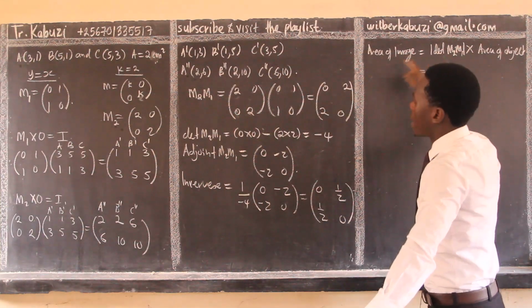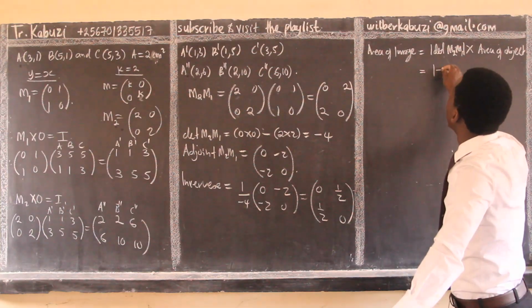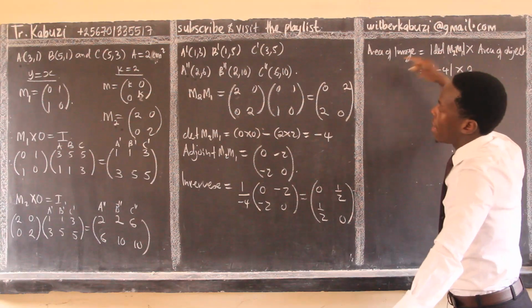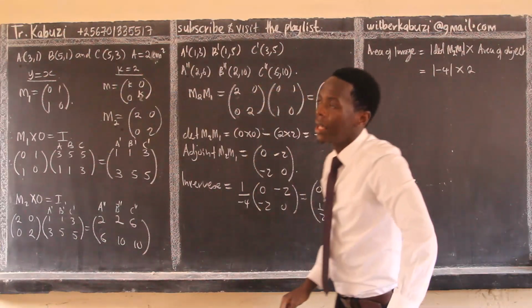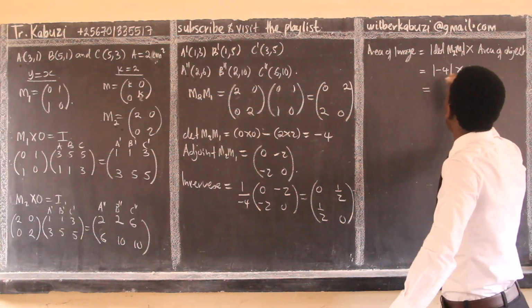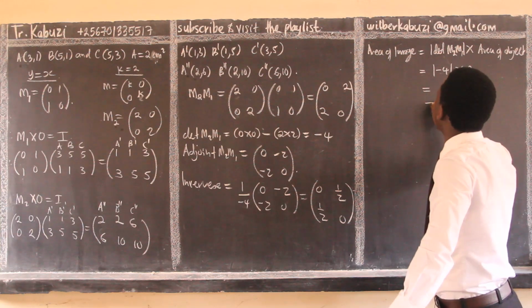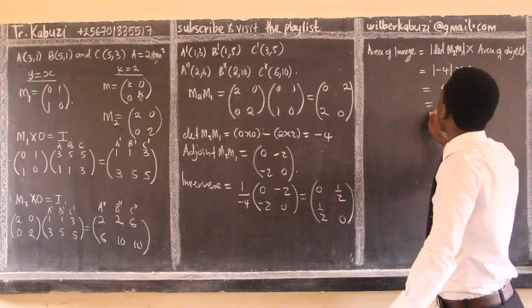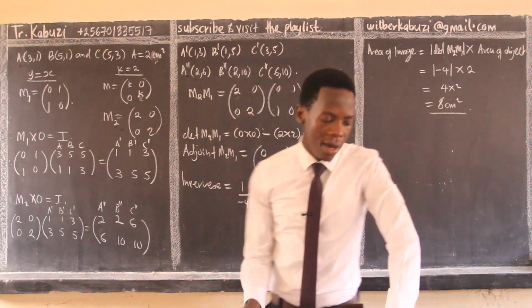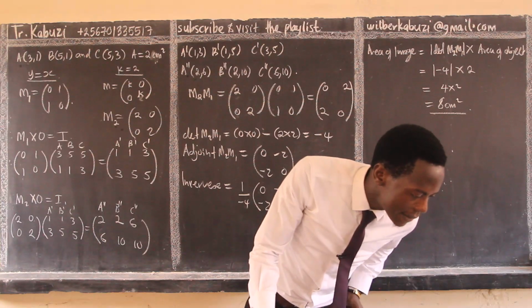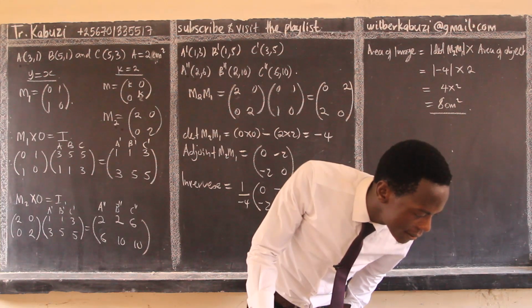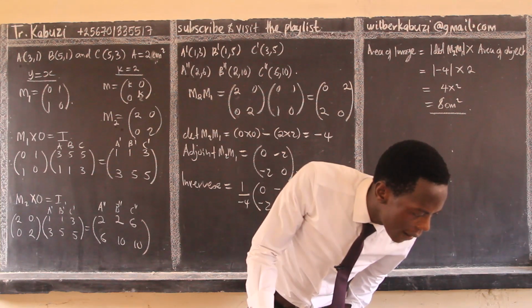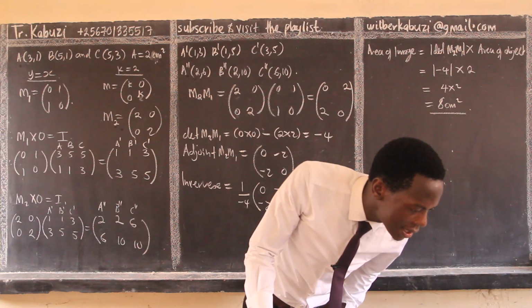Now, the determinant of this matrix, we get its magnitude. So the magnitude of -4, then times the area. Remember, our area was just 2, as you can see there. So this will be 4 times 2, which will give us 8 centimeters squared. So the final image had an area of 8 centimeters squared. So that's how we come to that. We wanted to determine the matrix that returns the area of the transformed triangle.